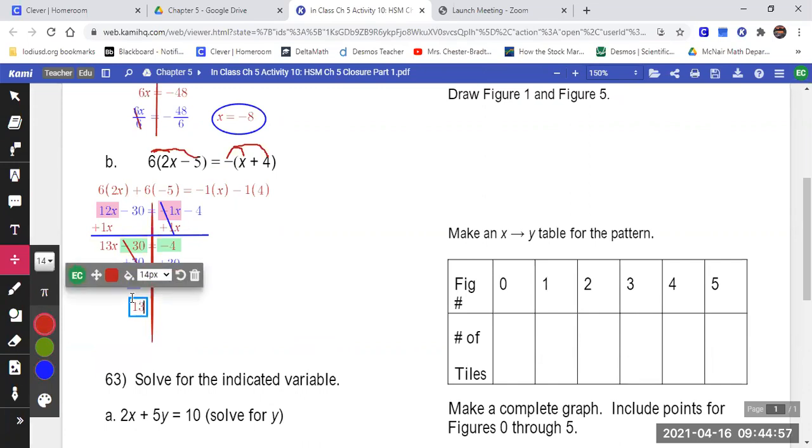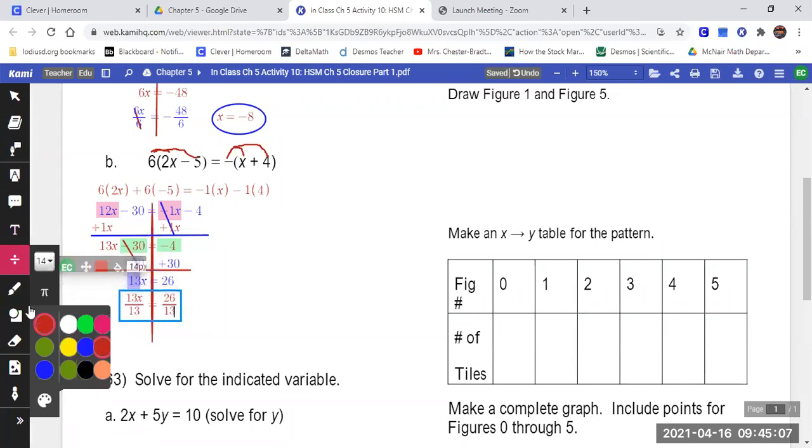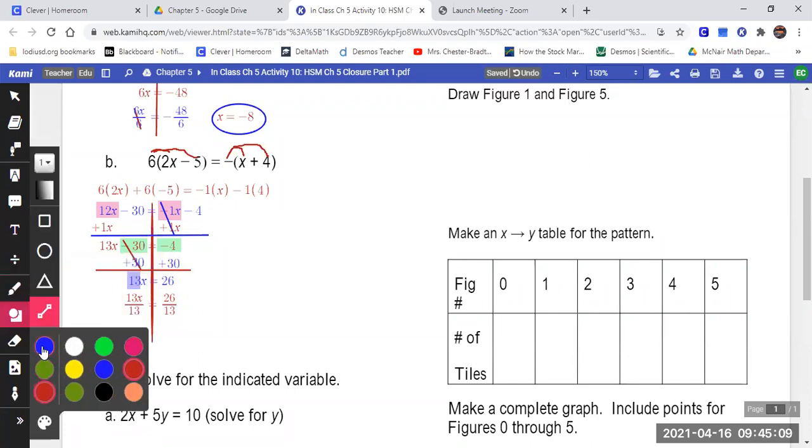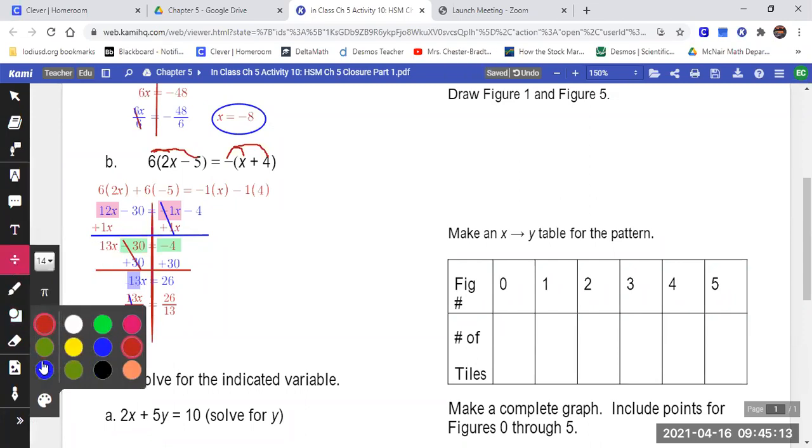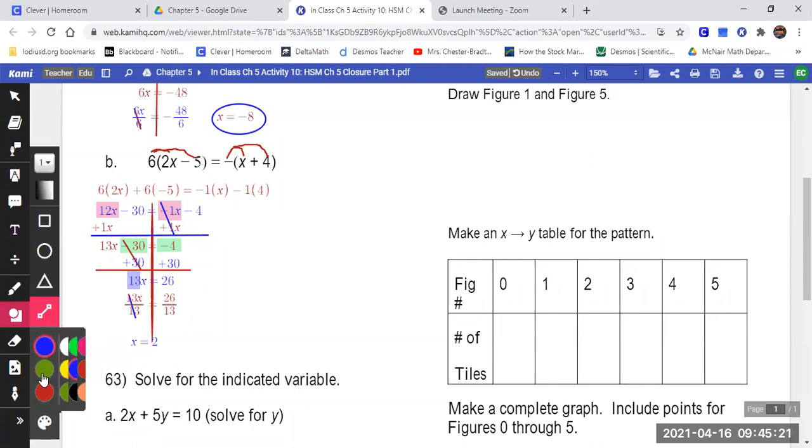So 13x divided by 13 is going to equal 26 divided by 13. Because whatever we do on one side, we have to balance onto the other. That makes the big one. And our final answer ends up being x equals 2. Okay.